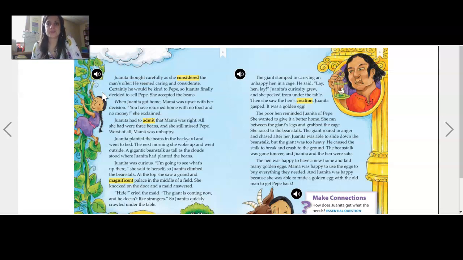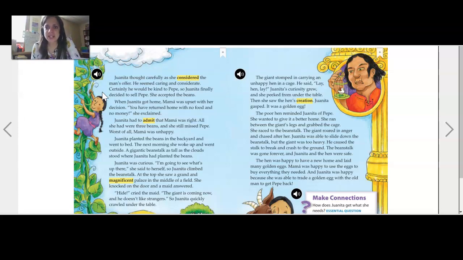Let's read on. The giant stopped in carrying an unhappy hen in a cage. He said, Lay, hen, lay. Juanita's curiosity grew, and she peeked from under the table. Then she saw the hen's creation. Juanita gasped. It was a golden egg! The poor hen reminded Juanita of Pepe. She wanted to give it a better home.